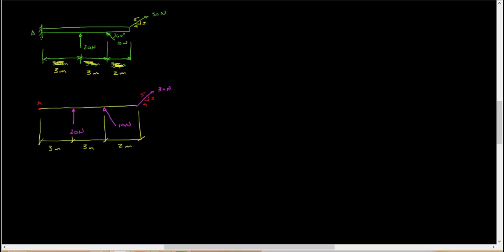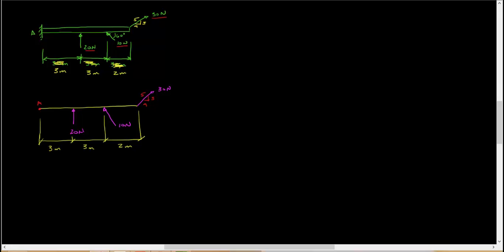Hello everybody, we've got a fixed beam and we've got three forces acting on this beam. I've got a 20 Newton force, a 10 Newton force, and a 30 Newton force. The 20 Newton force is acting perpendicular at 3 meters away from point A. The 10 Newton force is acting at a 60-degree angle, and that is 6 meters away. And then I've got another one, 30 newtons, and it is 8 meters away, and it is acting at the slope shown.